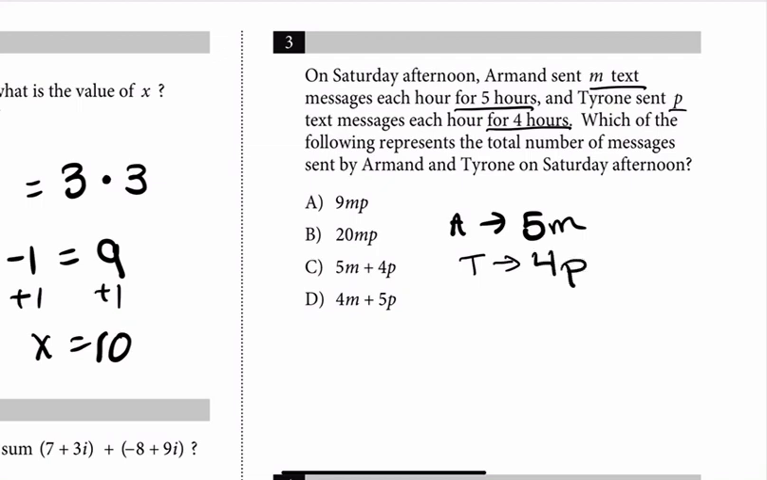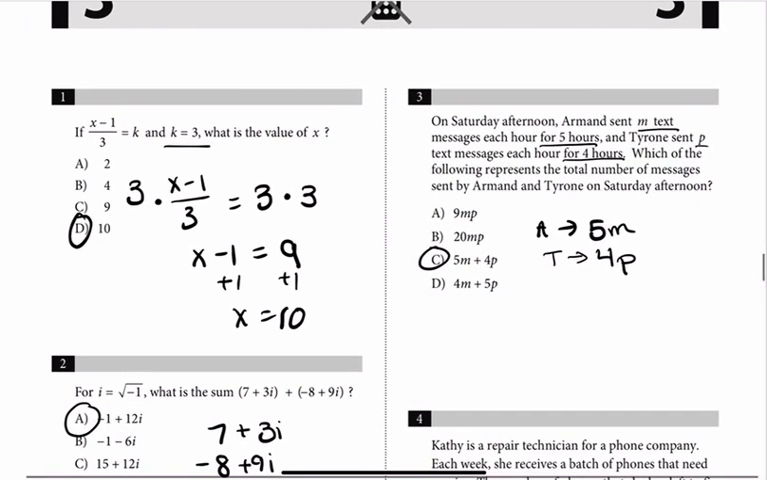So the total sum between those of how many messages they've sent is pretty simple. It's just going to be C, adding those two.